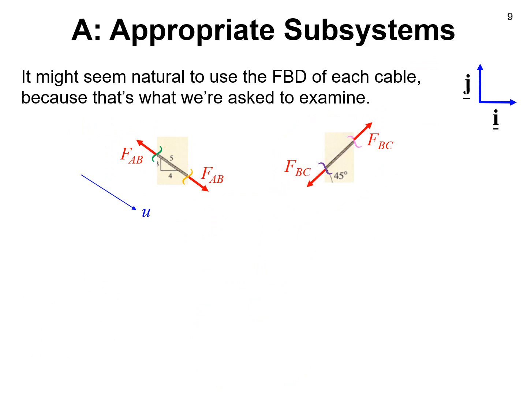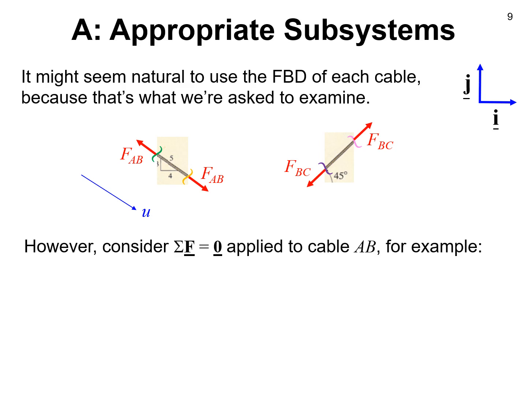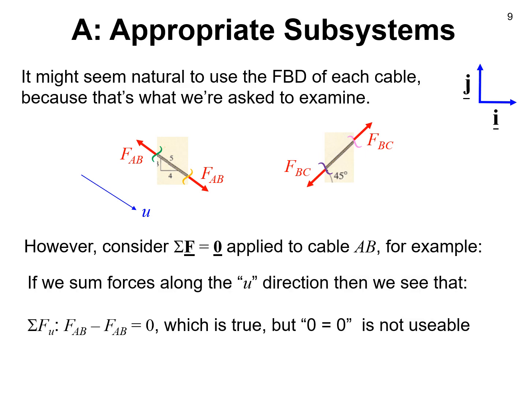So it might seem obvious or natural to say, well, look, the question asks us to determine the force in each cable. So let us in fact use the drawing of each segment of the cable, and that might be the way to solve the problem. So let's try that. To get started, let me invent the direction U, which is parallel to the AB cable. If we consider the sum of the forces applied to that cable AB, then this is the same as summing the forces in the U direction.